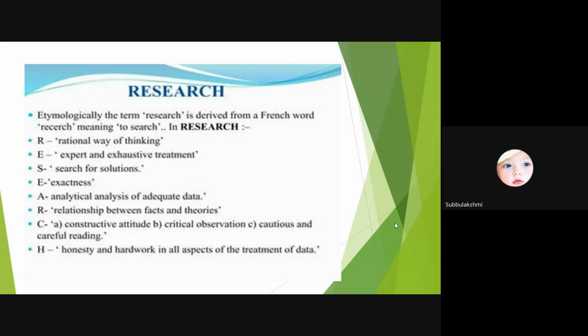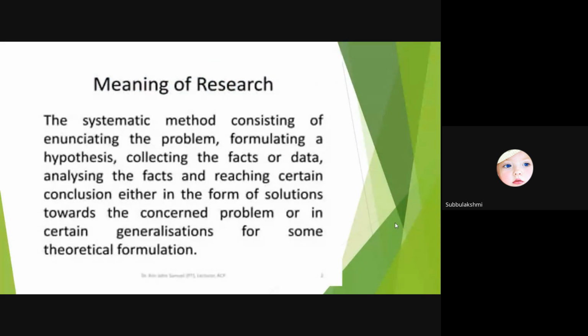Here is an elaboration of this word. Research: R is rational thinking, E is expert and exhaustive treatment, S is search for solutions, E is exactness, A is analytical analysis, R is relationship between facts and theories, C is constructive attitude, critical observation, cautious and careful reading, and H is honesty, hard work in all aspects. This last one is what we call research ethics. This is the full form of the word research.